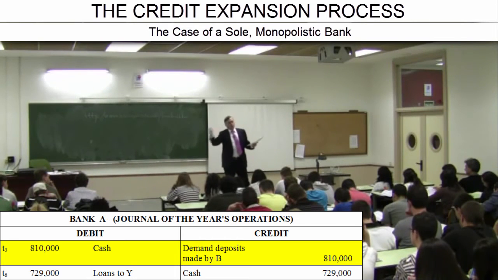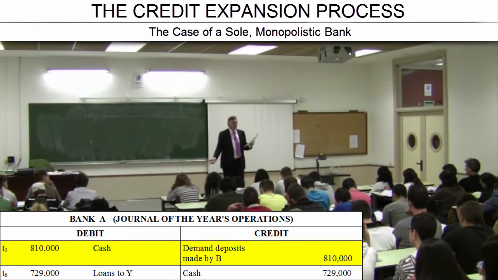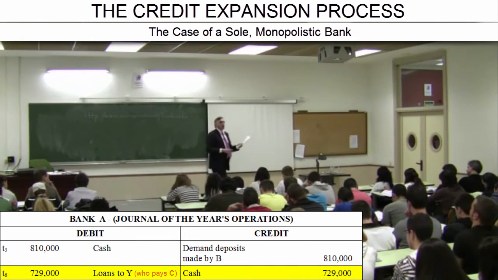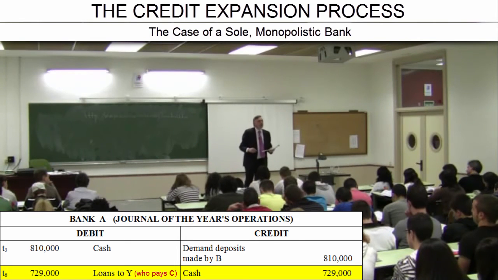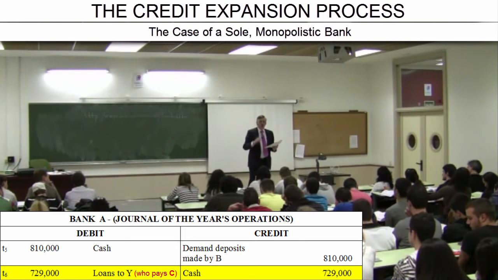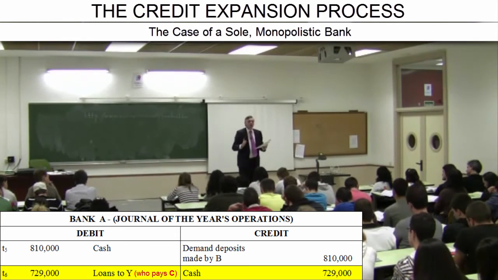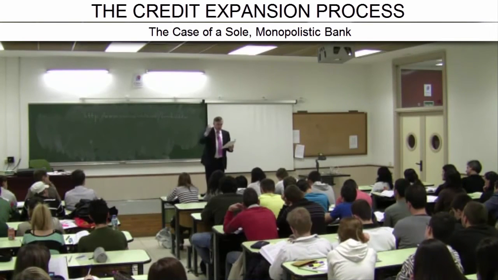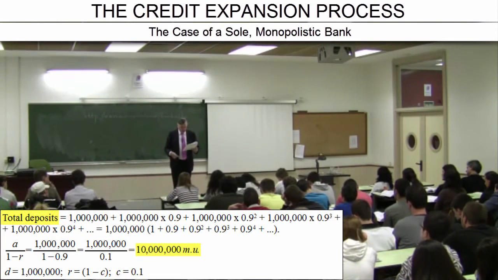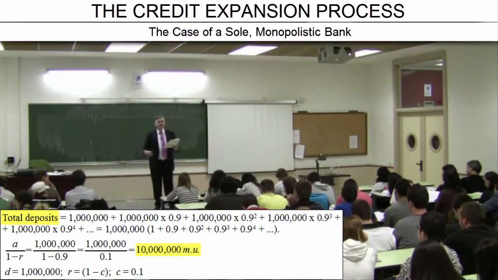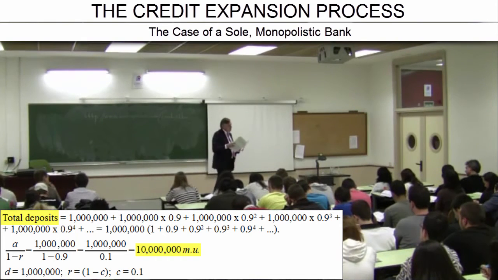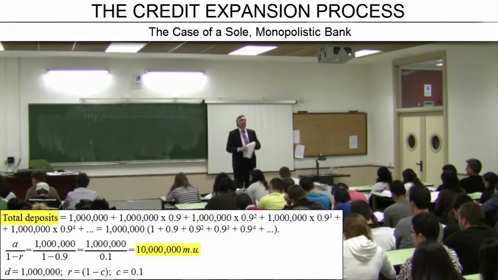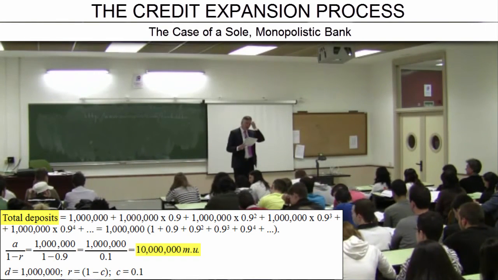And why should 810,000 sit idle? Ask the bankers. Let us appropriate 90%, 729,000, and lend it. The money comes out of the vault, and when the suppliers of Company Y receive the 729,000 units, they deposit it back into the bank, and so on. And do you know what happens as a result of all this? Well, the deposits of the monopolistic bank are equal to the 1 million originally deposited, plus 900,000 in the second round, plus 810,000 in the third, plus 729,000 in the fourth, and so on.